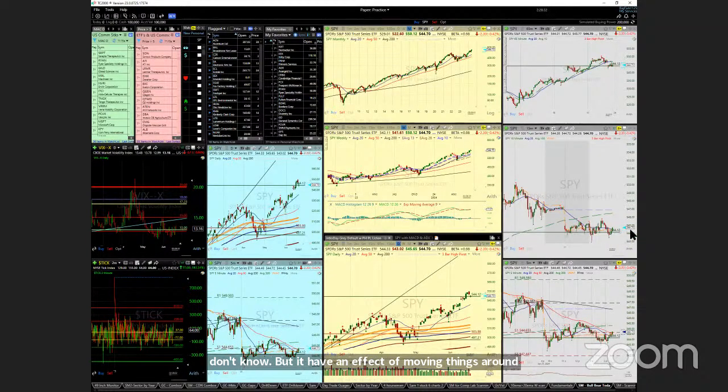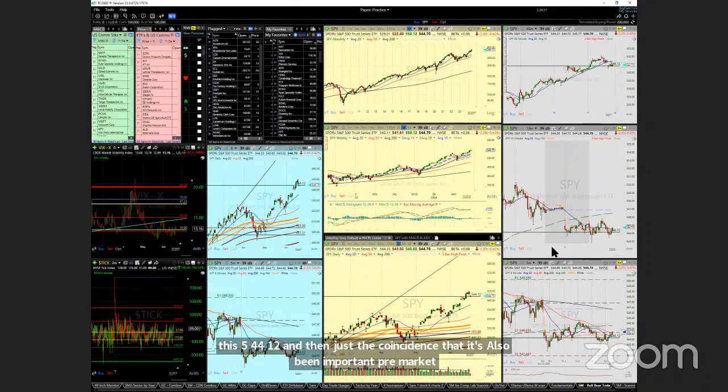That 544.12 that I marked, look at what happened pre-market as well. I don't know, there's something there. I just marked that as we were talking, this 544.12, and it's a coincidence that it's also been important pre-market.